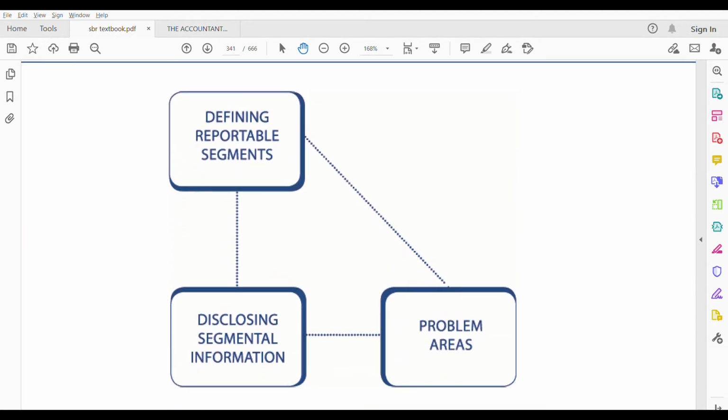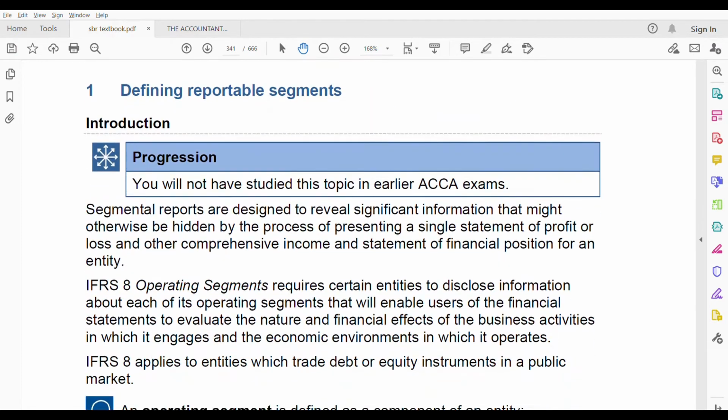So in IFRS 8, we first need to define what are reportable segments. And then we need to disclose those segmental information. And also there are some problem areas. So we are going to go through these three areas we are going to cover here.